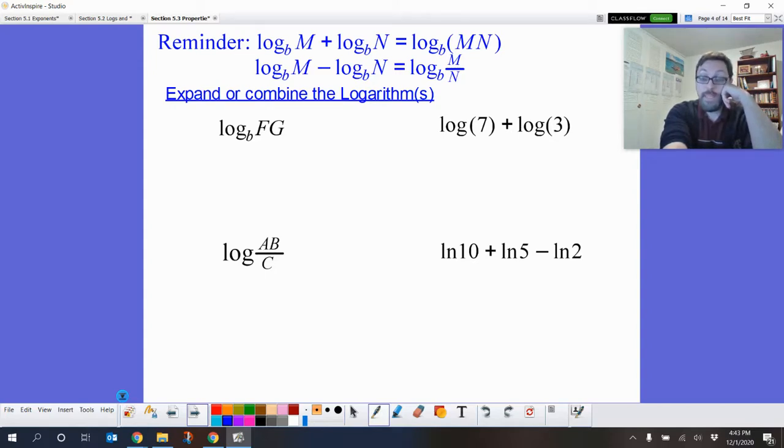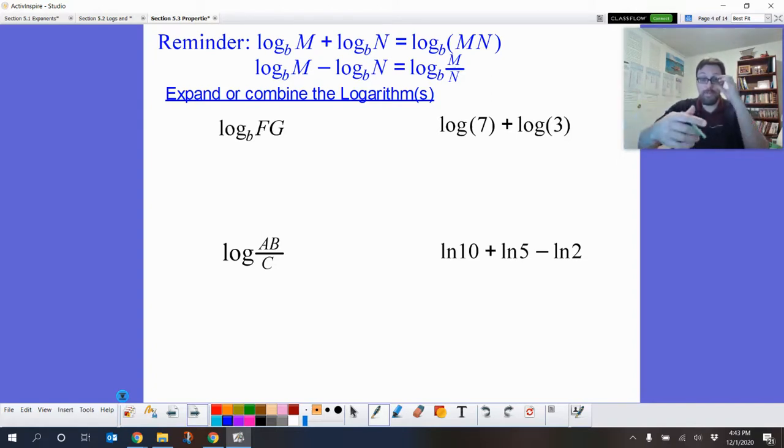Now, one thing that you can do is expand logarithms. You can take logarithms and break them up into pieces and look at those little pieces, or if those pieces look gross, we can smash them all together into one big logarithm. Mathematicians like that, being able to break pieces up and put things back together.